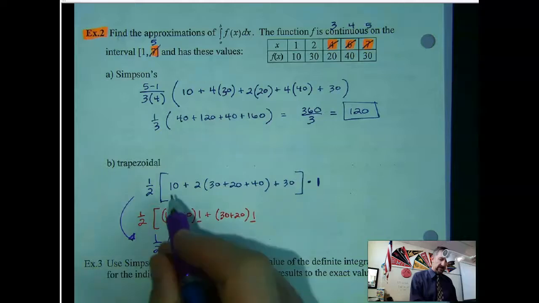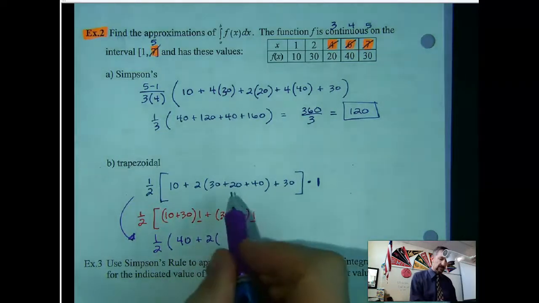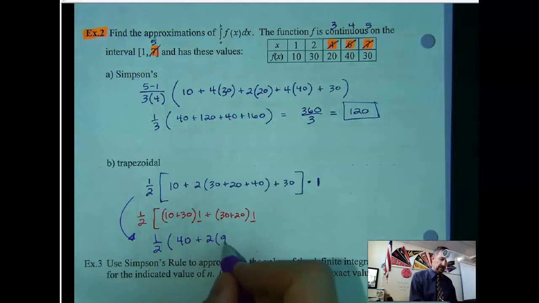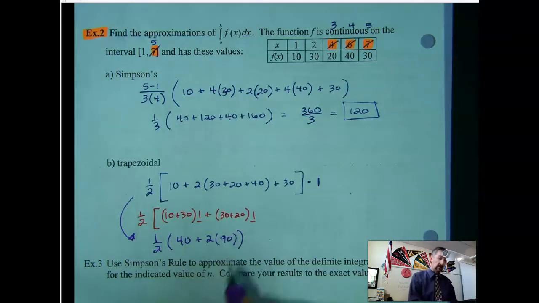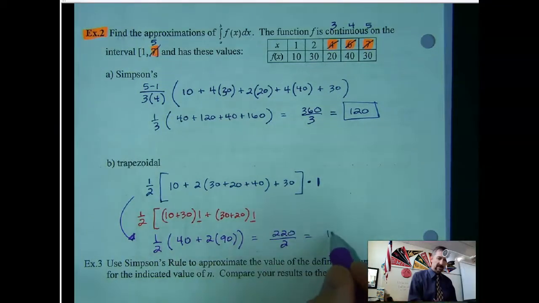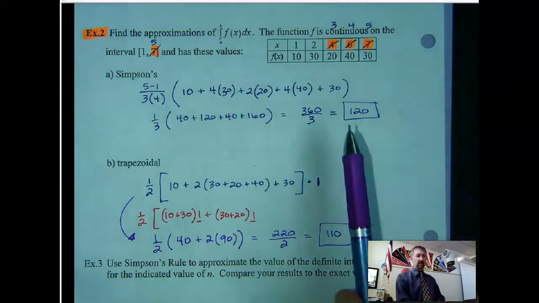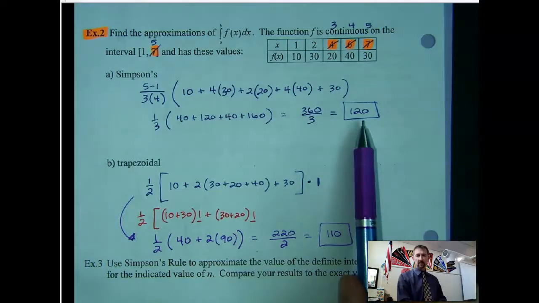So 10 and 30 is 40 plus 2 times 90. Okay, so that is 180 plus 40 is 220. So half of 220 is 110. Okay, so if you compare those, I'm guessing that is probably a bit closer to the actual value.